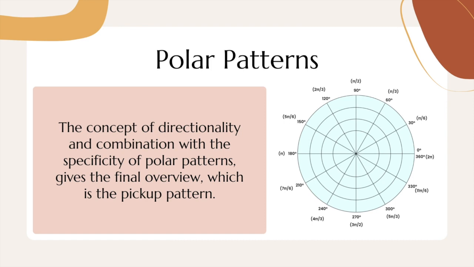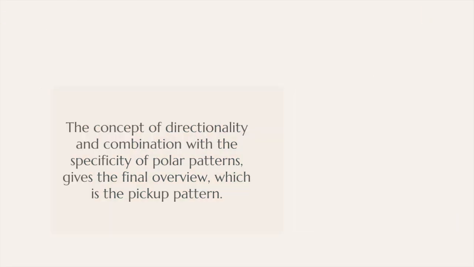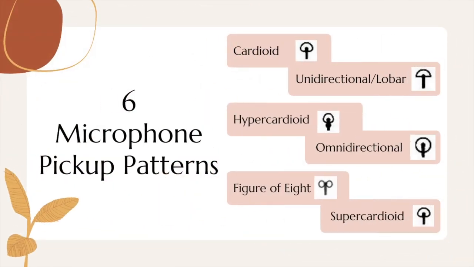So when you take the concept of directionality and combine it with the specificity of a polar pattern, you arrive at the final overview, which is the pickup pattern. That is what we are going to see next. So there are 6 types of microphone pickup patterns, which are cardioid, unidirectional or lobar, hypercardioid, omnidirectional, figure of 8 and supercardioid. So let us learn in detail what each of these types of pickup pattern means.